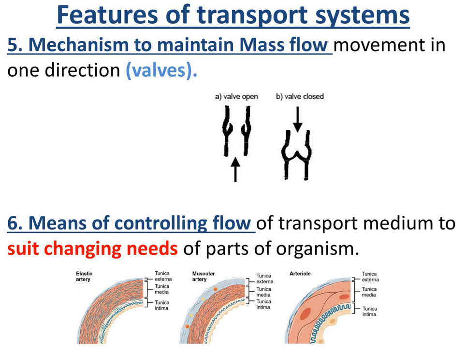Number 5, they will need a mechanism to maintain that mass flow in one direction. So to make sure there is no backflow of blood, we have valves. Number 6, you need a means of controlling the flow of the transport medium to suit the changing needs of different parts of the organism.